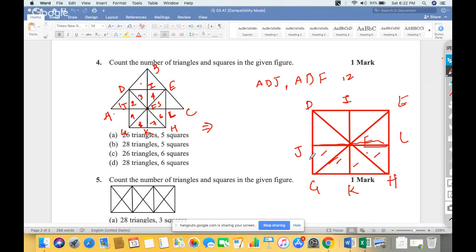Now, if I look at this half, 1, 2, 3, 4, so 8. A bigger triangle, this, so 10. 5 here, 5 there, 10.